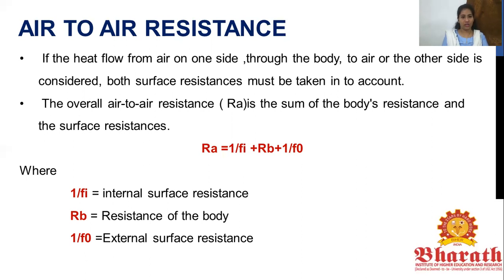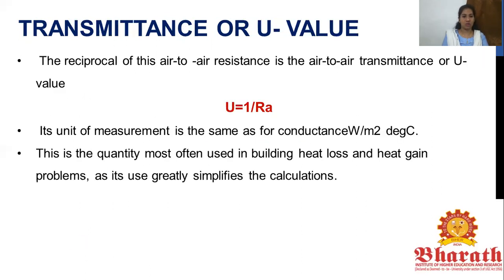So how is this air-to-air resistance important? The overall air-to-air resistance is usually the sum of the body's resistance and the surface resistances. So it's an addition: the resistance of the body, the internal surface resistance and the external surface resistance. That is what it is. Now looking at your transmittance or U value. As we spoke about earlier, the U value is a very important key factor. The reciprocal of this air-to-air resistance is the air-to-air transmittance, or the U value.